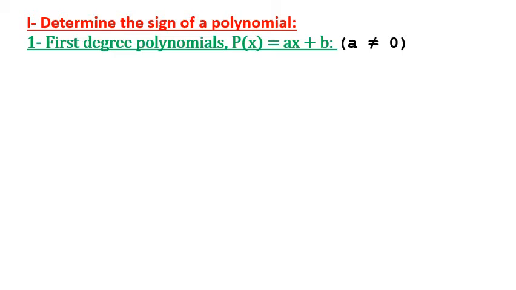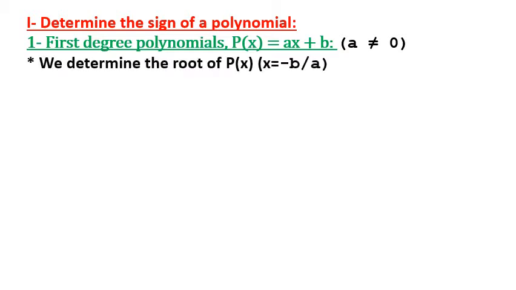We start with part 1, determine the sign of a polynomial. First degree polynomial. The form of a first degree polynomial is ax plus b, and a should be not equal to 0. To determine the sign of a polynomial, we determine first the root of p of x. The value of x when p of x equals 0 is minus b over a.